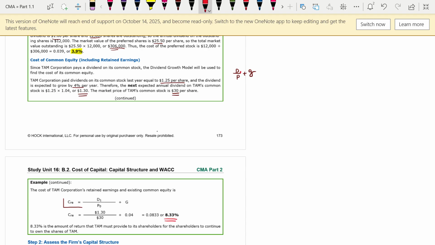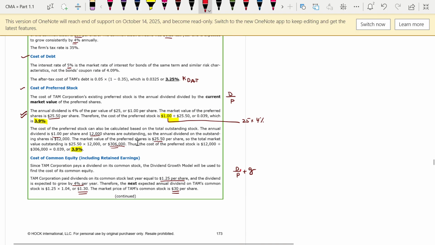Separately, what have we done? We have taken the individual elements. Based on the individual elements, we have taken the market value, and as per that we calculated the cost of debt, cost of preference shares, and cost of equity. Are you clear about this? Yes.